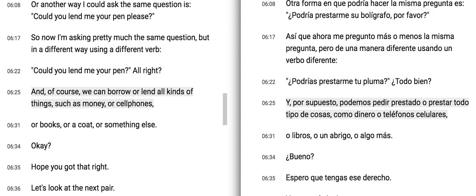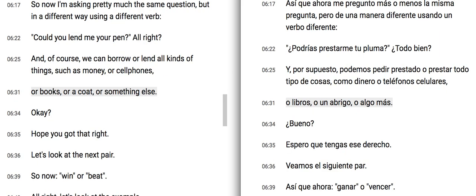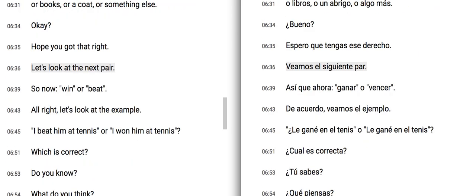All right? And of course, we can borrow or lend all kinds of things, such as money, or cell phones, or books, or a coat, or something else. Okay? Hope you got that right. Let's look at the next pair.